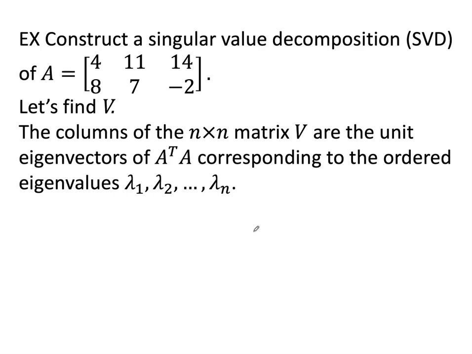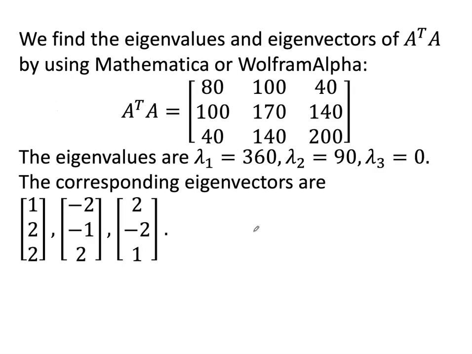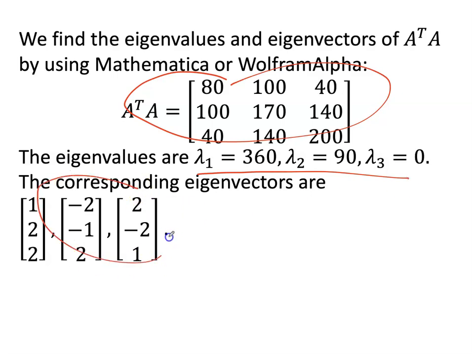Okay, let's first find V. Recall that the columns of the n by n matrix V are the unit eigenvectors of A transpose A, corresponding to the ordered eigenvalues lambda 1, lambda 2, and so on, up to lambda sub n. We're going to do this the quick and dirty way. We find the eigenvalues and eigenvectors of A transpose A by using Mathematica or Wolfram Alpha or some other similar program. So if you use your calculator or Wolfram Alpha to find A transpose A, this is what you end up with. And then if you use Mathematica or some similar program to find the eigenvalues, you get 360, 90, and 0, and the corresponding eigenvectors are these: (1, 2, 2), (-2, -1, 2), and (2, -2, 1).